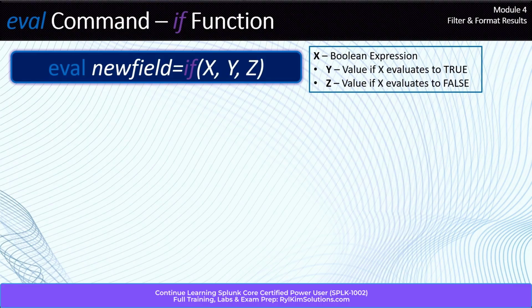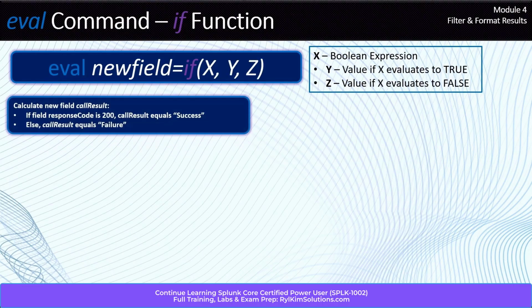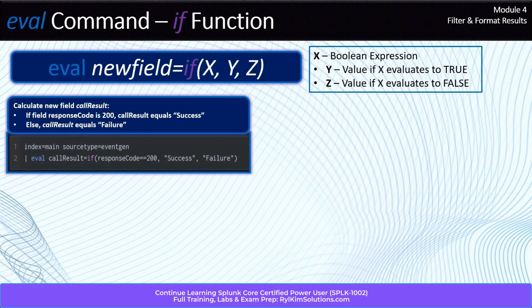So we're going to see two examples here. The first one is a well-known example. We've been dealing with the call result field. We actually use this as a calculated field already initially, so it's present in our results. So we're going to see here how you use the if function in order to calculate it manually. So if field response code is 200, we're going to give call result a success, else we're going to give call result a failure. So this is the query that you can use to do that.